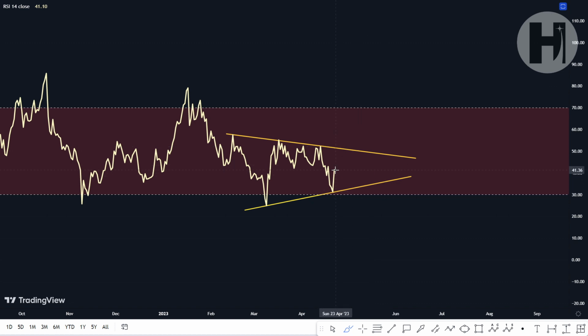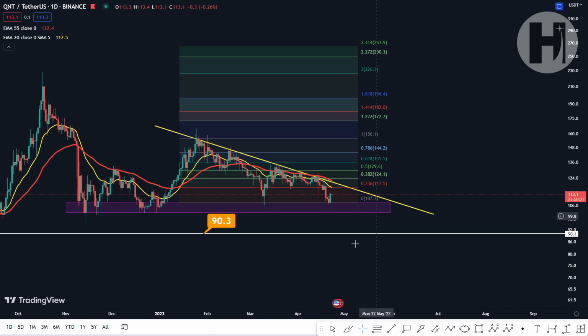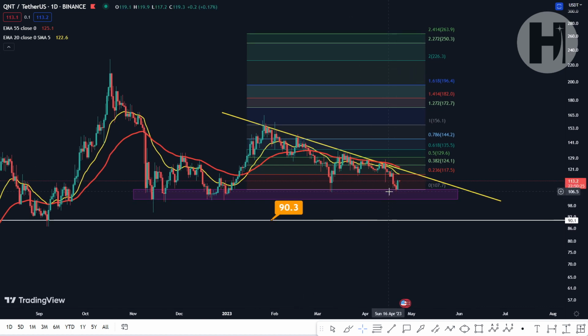But if we have a pullback or another pullback, you could be looking at the support trend line here to hold us, and that would be a nice buying opportunity. In all fairness, I would be dollar cost averaging right now, especially if you don't have a position in Quant. But I don't personally, but I'm saying if you were looking to buy, or if I was looking to buy, technically speaking, this is definitely a level you want to be eyeballing.